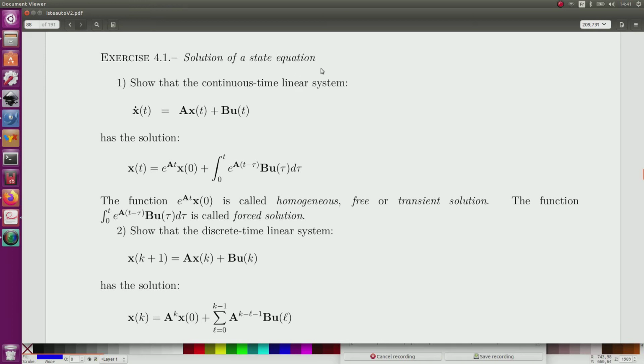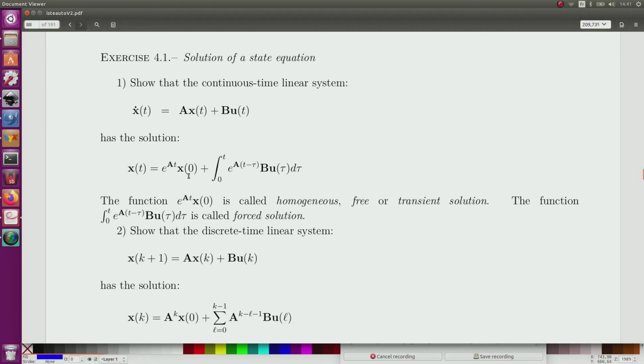Solution of a state equation. In this exercise, we consider first a continuous time linear system. Then after, we'll treat the discrete time case. So we start with a continuous time linear system, and we have to find this expression for the solution.